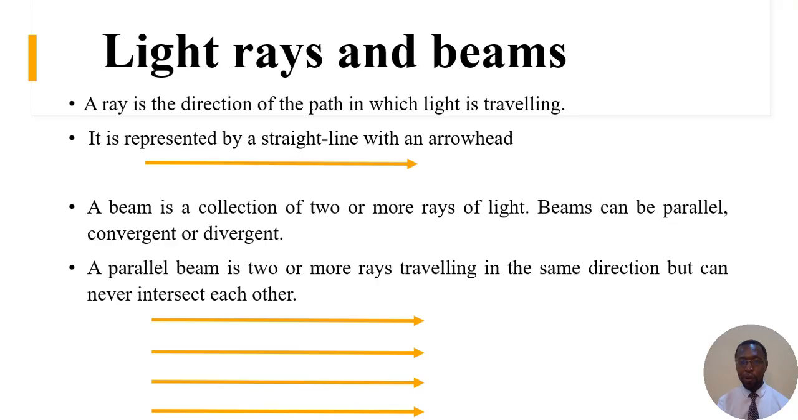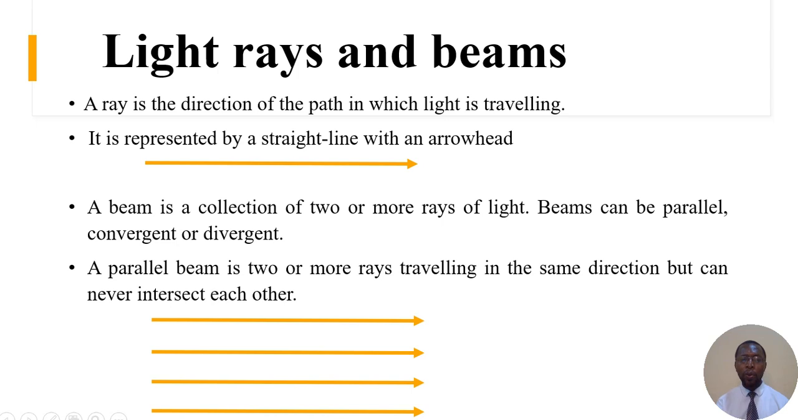Okay, so we've been talking about light. Now, the rays that come from the light are also important for us to know. The light emitted is represented with rays. A ray is just the direction of the path in which light is traveling. So when you trace the direction of the path of the light, that tracing is known as the ray. And we represent the ray of light with an arrow. You can see it here.